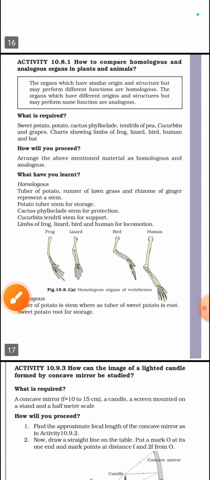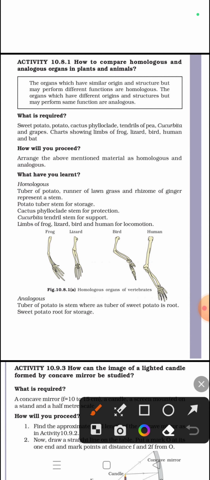Next, how to compare homologous and analogous organs in plants and animals. The organs which have similar origin and structure, but may perform different functions, are homologous. The organs which have different origins and structures but may perform the same function are analogous. Here are some examples given. Homologous, like frog, lizard, bird. The structure is the same, but these organs perform different activities.